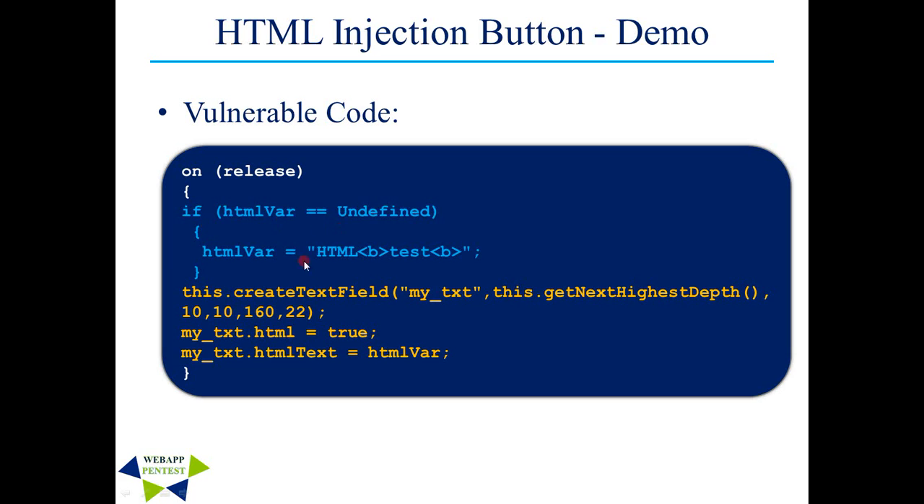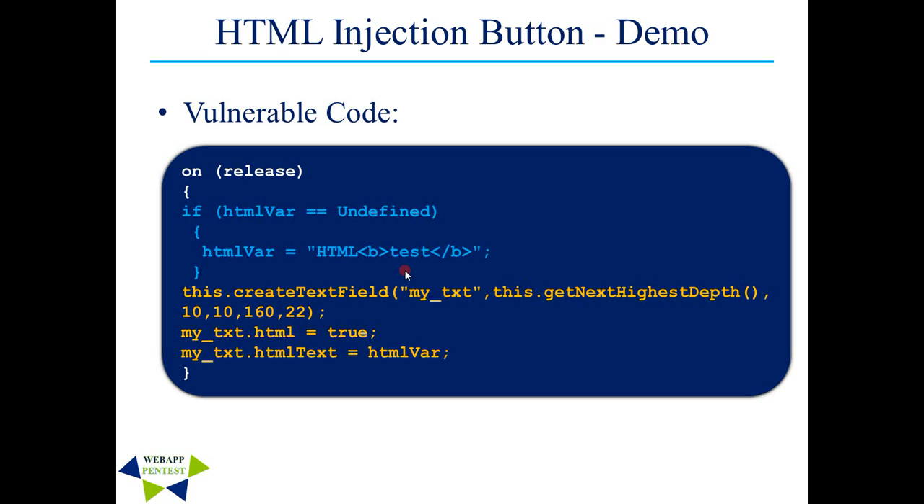Now let's understand the if conditional statement. As you can see, we have a Flash variable by the name HTML_var which is not defined. If it is not defined, then it will execute this particular code, that is HTML_var equal to HTML, bold, text and end of bold. So by default in the Flash application, the HTML text will be assigned to the HTML variable, and as soon as we click on the HTML injection button, this code will be interpreted by the Flash application and displayed on the screen.